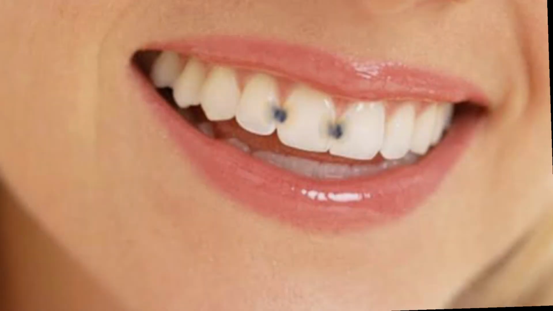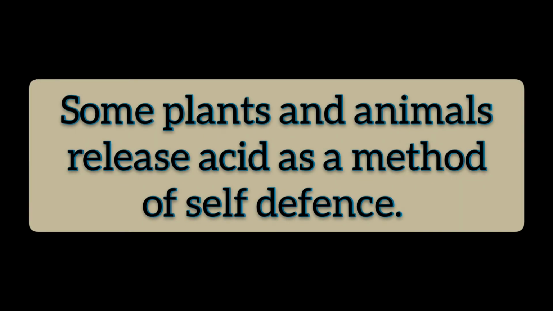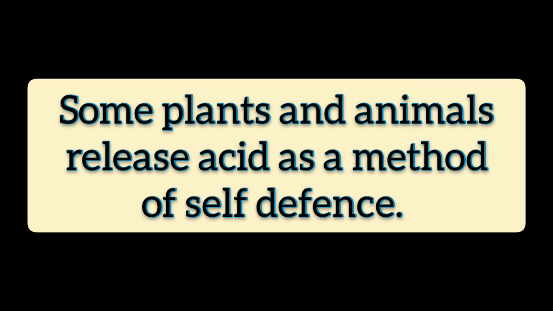A pH less than 5.5 in our mouth causes cavities in the tooth. The food particles in our mouth are turned into acid by bacteria. When the pH in our mouth falls lower than 5.5, it starts to damage the enamel of the tooth, which is made up of calcium hydroxyapatite. Some animals and plants release acid as a method of self-defense.